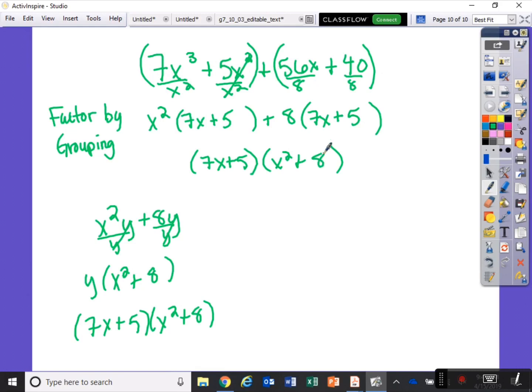Now, if that doesn't quite make sense, always replace those two parentheses that are the same with a different letter, and then it might make a little more sense. You just have to remember to replace the letter back at the end, like I did. I went back and asked, what was y representing? The 7x plus 5, so I put it back.